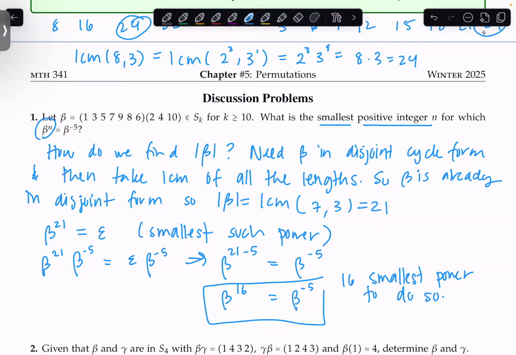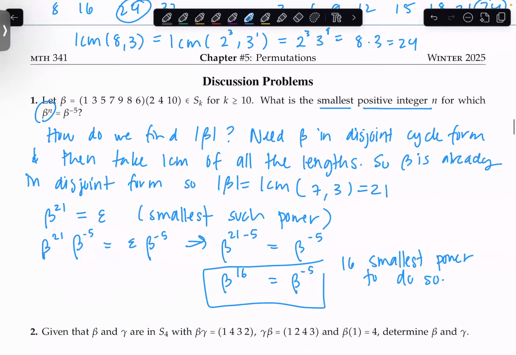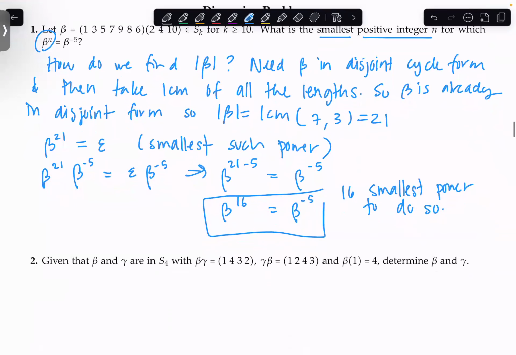Right, so if I ever see smallest positive integer, so that an element raised to that gives me some information, I immediately think my order and then do some manipulation about what I know about the order and what does that give me about what I'm actually looking for in that problem. Okay, if there's not a question, then let's look at number 2.